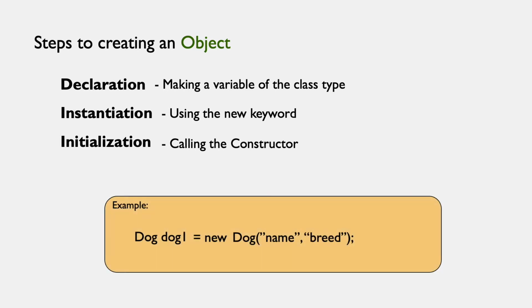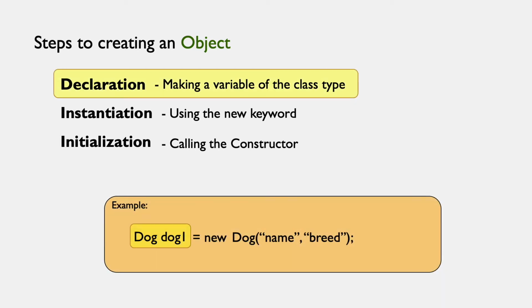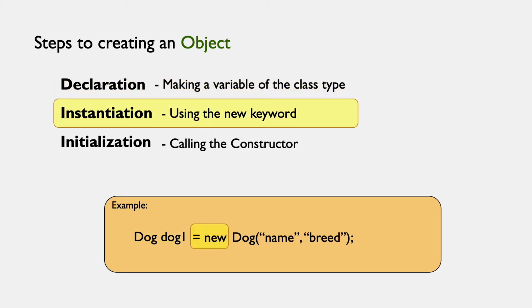First up in our example, we have the declaration. That simply means making a variable of the class type. In this case, we have Dog as our class with a capital D, and we call the variable dog1 just for simplicity, but you could really call it anything you'd like. Next up, we have instantiation, which is using the new keyword, and so that's simply using the equal sign and the new keyword in Java as seen below.